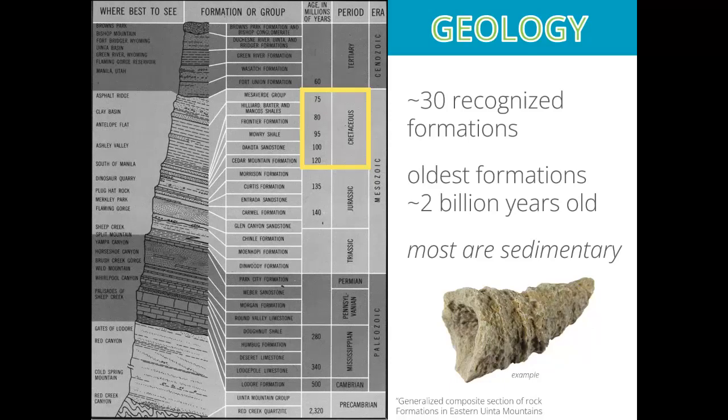So the current mountain range began uplifting at the end of the Cretaceous period, which is boxed in orange on the composite. And there are about 30 recognized formations here. Rock formations in the Uinta Mountains range from 2 billion years old to being relatively young. Most of the formations here are sedimentary, including sandstone, conglomerate, shale, and limestone. But we have encountered and expect to encounter more quartzite, which is at the very bottom of the composite.